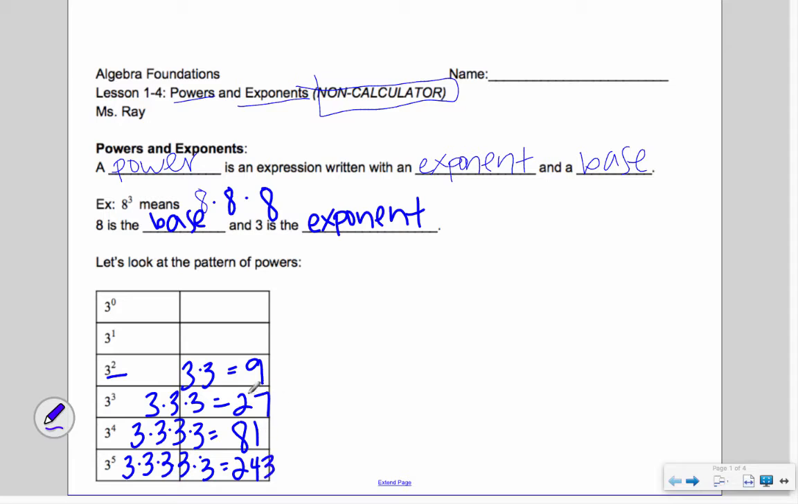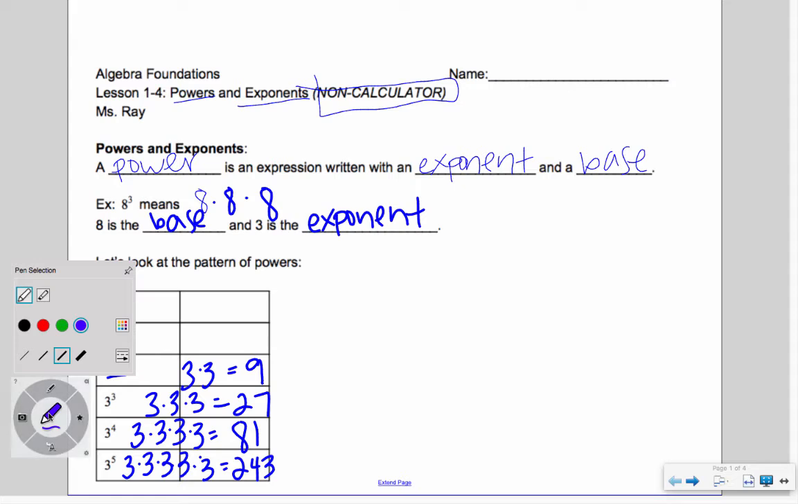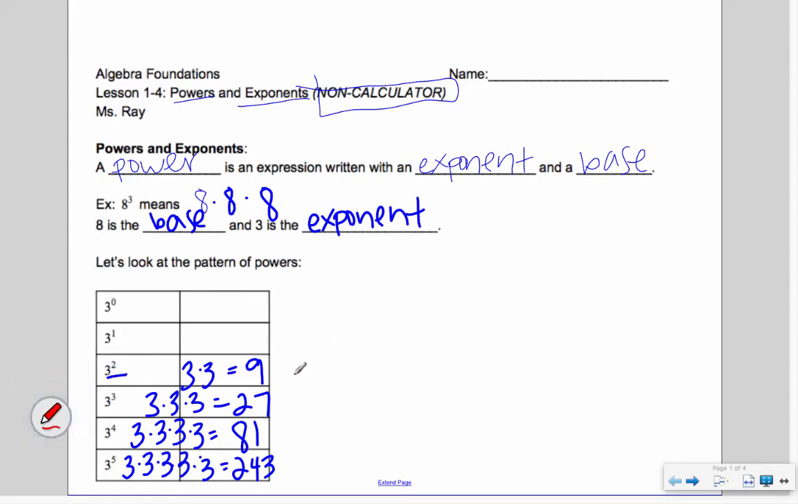Okay, so let's take a look at the pattern here between these numbers. How do I get from 9 to 27? I multiply times 3. How do I get from 27 to 81? Times 3. So every time I go up a power, I am multiplying by 3. Why am I multiplying by 3? Because that's my base. It does not have to do with the exponent, it has to do with the base. So I multiply by 3 every time I increase the power by 1.